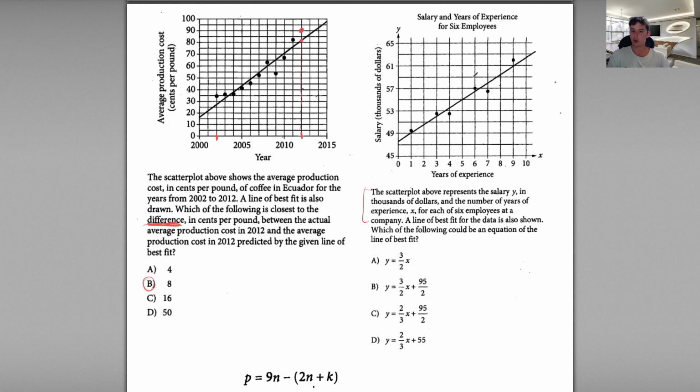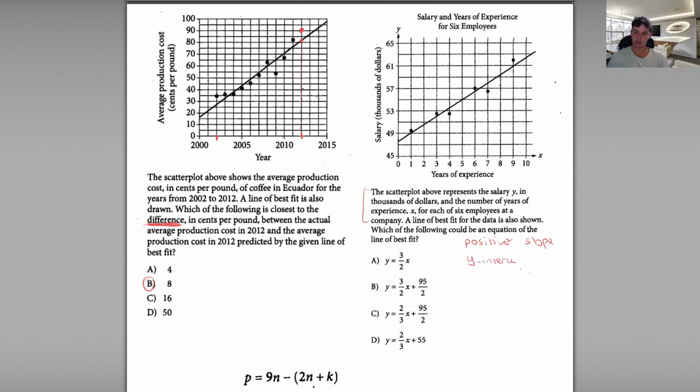So first of all, what do I see? Positive or negative slope? I know it's a positive slope. Let's see if any of the answer choices have a negative slope. No, none of them do. Okay, so let's go ahead and do the next best thing we can do.